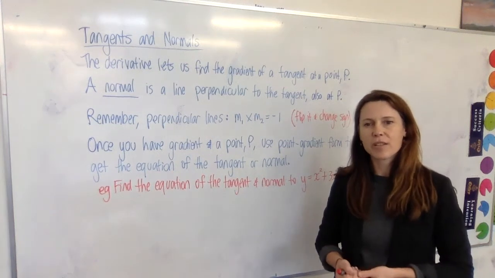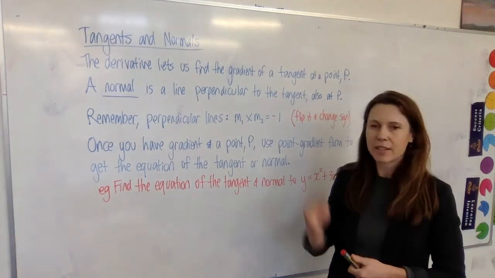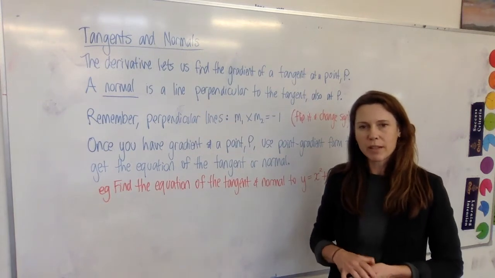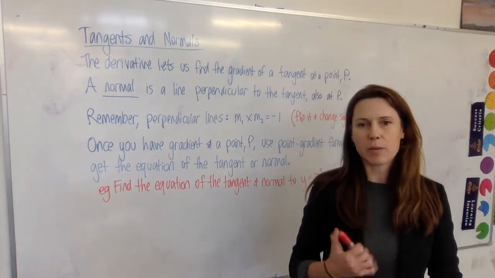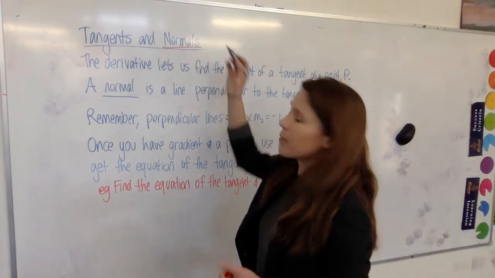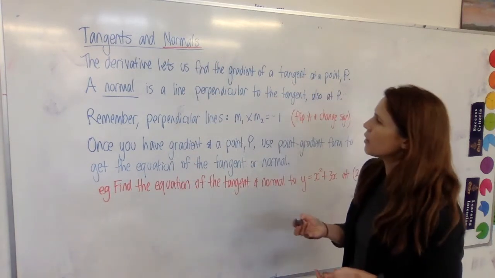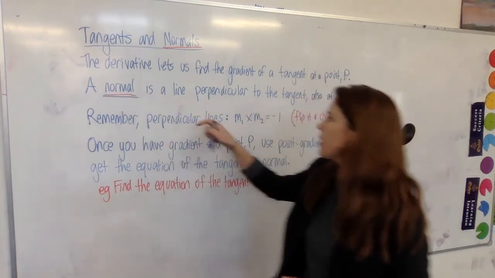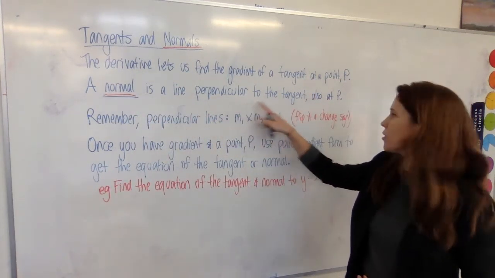Now we know that tangents are a straight line and they just touch a curve at one point, and the gradient of them tells us what the gradient of the curve actually is at that point. But what about a normal? This is something we haven't seen before. Now a normal is a line that's perpendicular to the tangent.